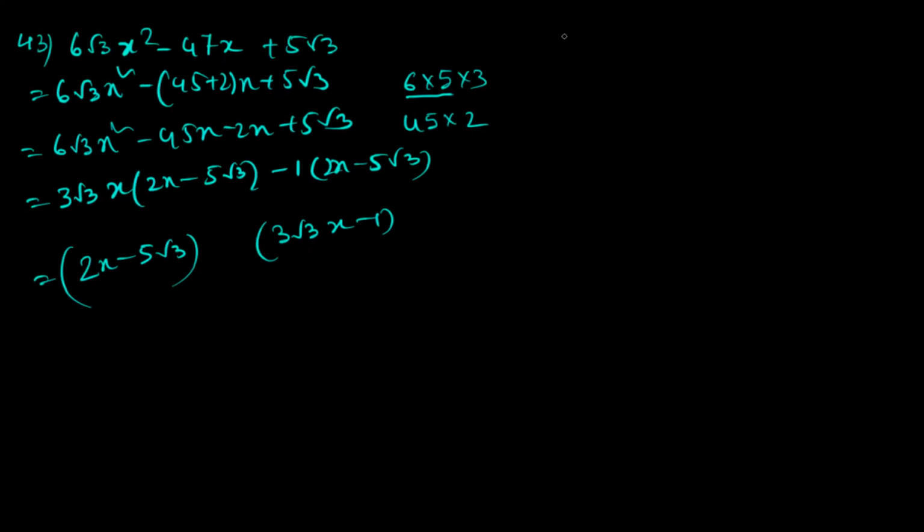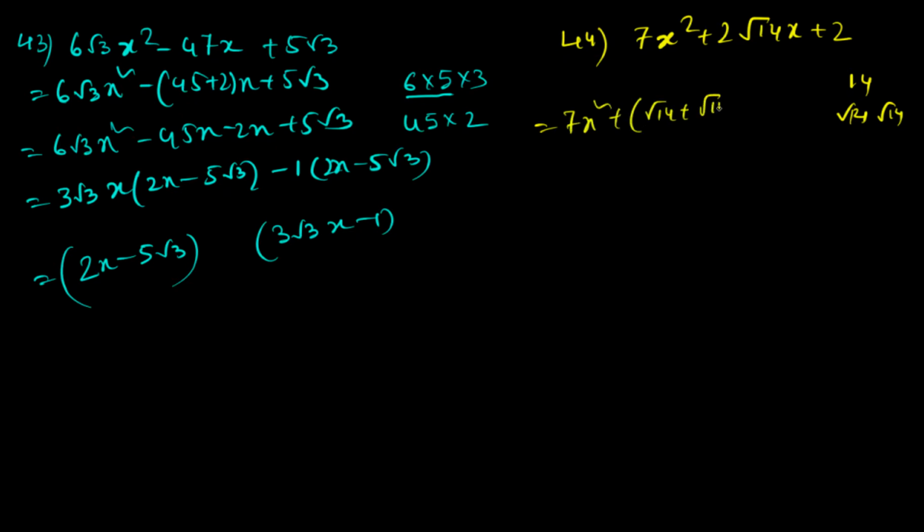Next, the question number 44. It's again a similar question. So it's 7x squared plus 2 root 14x plus 2. So 7x squared plus 2 root 14x plus 2. Okay, so we have 14, which I can write as root 14 times root 14. So it's 7x squared plus root 14x plus root 14x plus 2.